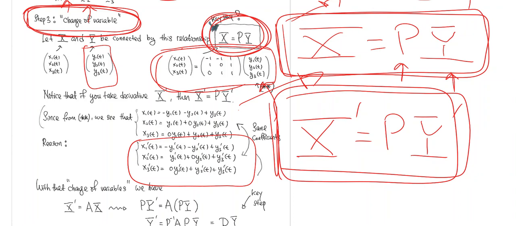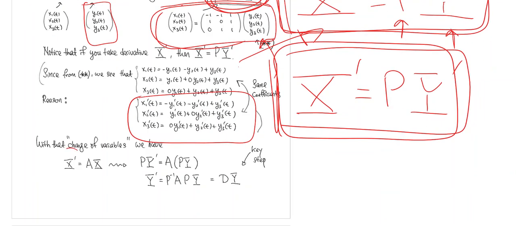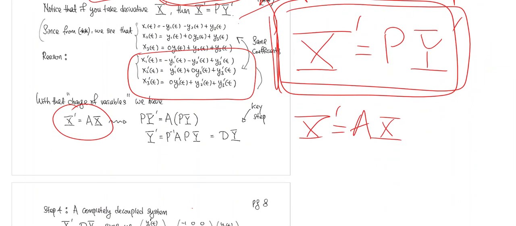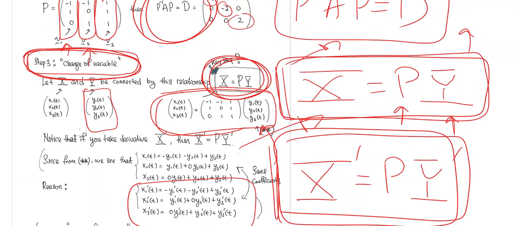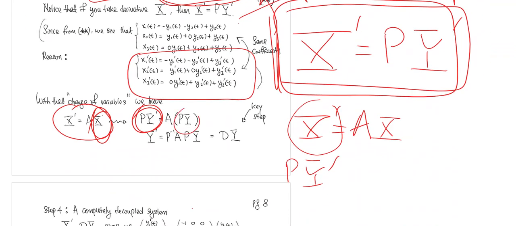And then once you get into this part, now we are going to write the original equation, which is x prime equals Ax, into this form. So remember, x prime now is Py prime, and your x here is Py. So rewrite x as Py and x prime as Py prime. Then you get into this equation.